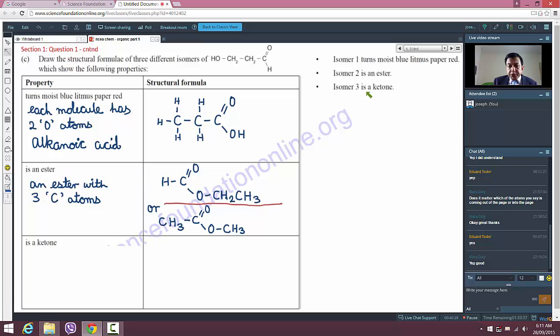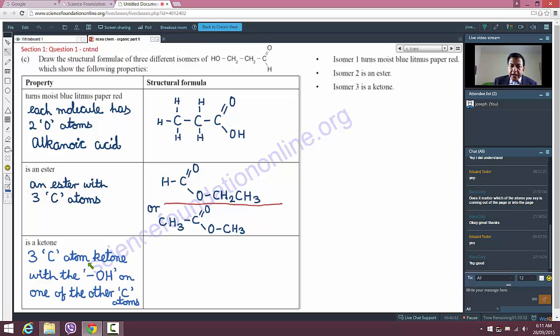Now, isomer 3, they said, is a ketone. So what do we know here? A 3 C atom ketone with the OH on one of the other C atoms. That's what we are going to draw. This is the sort of thought process that leads us to the structure. So I've just written that here so you can remind yourself how we see that.